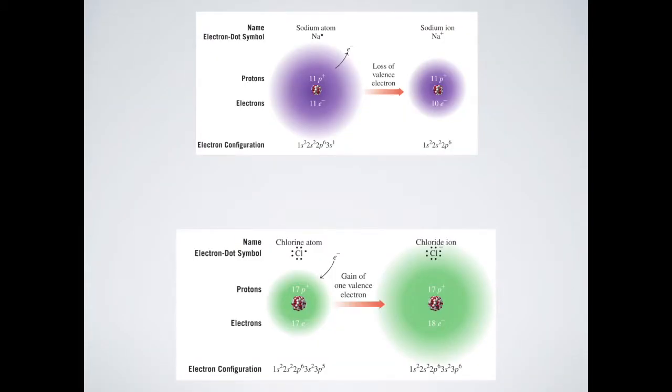In this lesson, we're going to look at atoms and how they actually don't stay as atoms a lot of the time. Instead, they become ions. And they become ions because they are more stable as ions than as atoms.